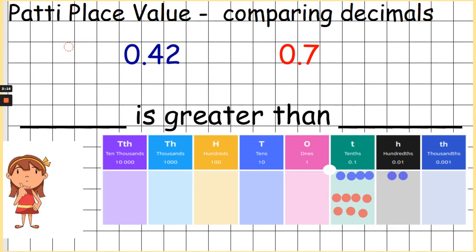Now, Patty place value wants us to compare decimals. So we have the numbers 0.42 and 0.7. And you can see the blue is 0.42 on the place value chart and the red is 0.7. You need to write the sentence, which number is greater than.